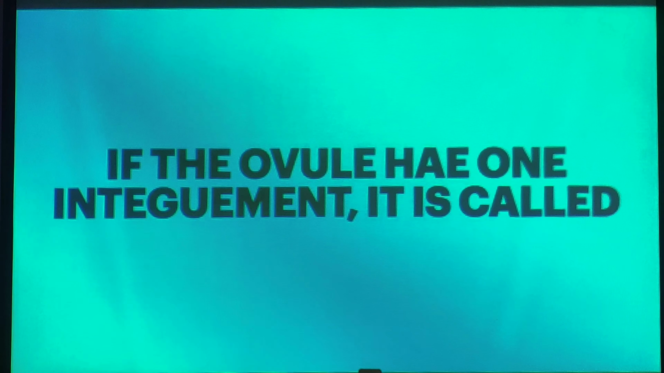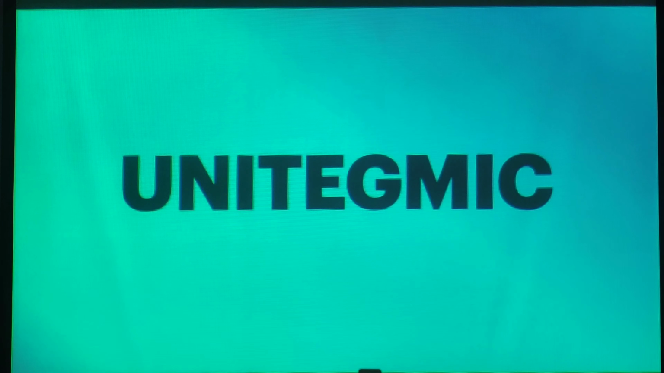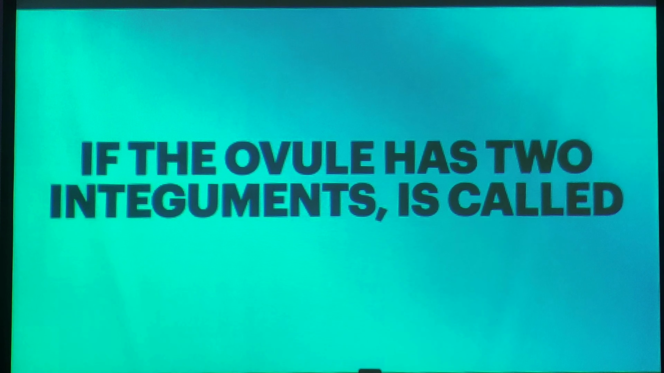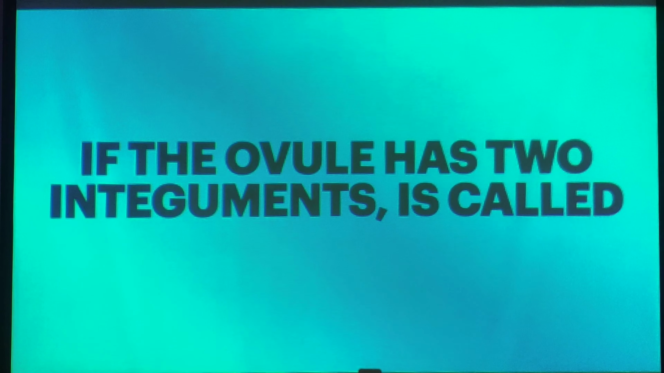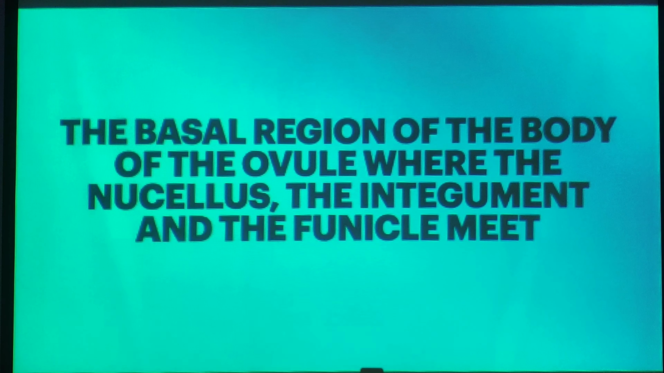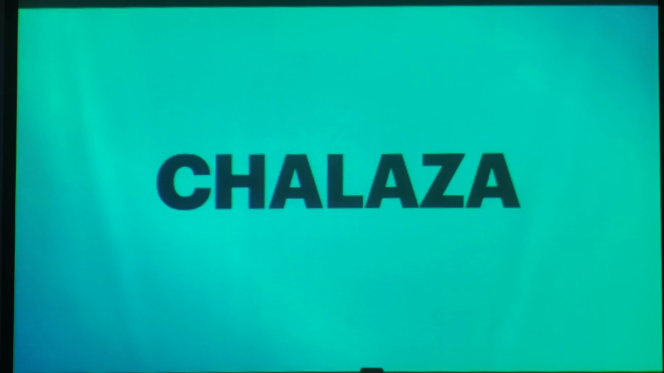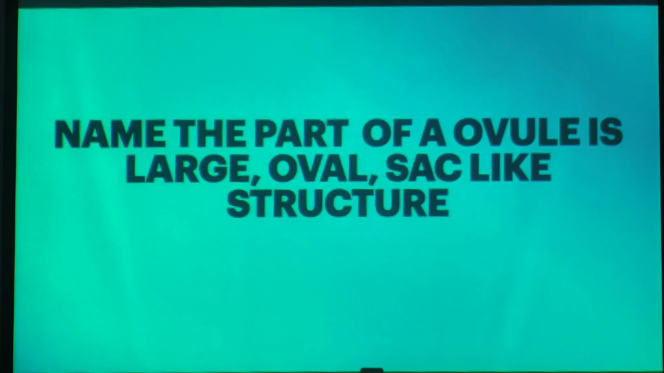integuments. If the ovule has one integument, it is called unitegmic. If the ovule has two integuments, it's called bitegmic. The basal region of the body of the ovule, where the nucellus, the integument and the funicle meet. Chalaza. Name the part of the ovule that is a large, oval, sac-like structure.